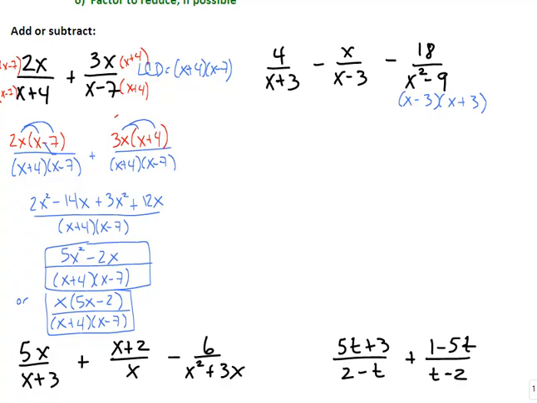So when we try to find our common denominator, notice that we need to have an x plus 3 factor since that shows up once in a couple fractions, and we also need an x minus 3 since that shows up once in a couple of our fractions. So our common denominator is going to be x minus 3 times x plus 3. We need both of those. So we're going to create 3 new fractions with this common denominator.